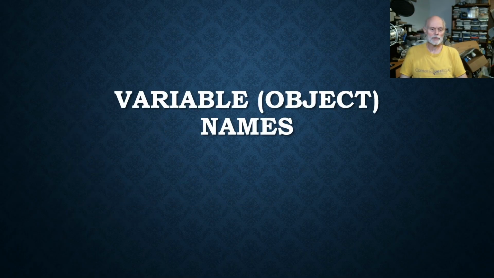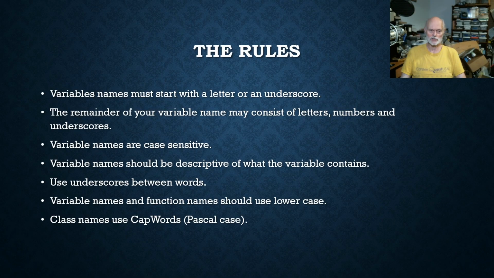In order to work with objects, we need names for them. We call those variable names. When we get to classes and functions, there'll be function and class names. For variables, they have to start with a letter or an underscore character. The rest of it can consist of letters, numbers, underscores. They're case sensitive. Capital X is different from lowercase x. They should be descriptive of what kind of data the variable contains. For example, total sales. Use underscores between words.